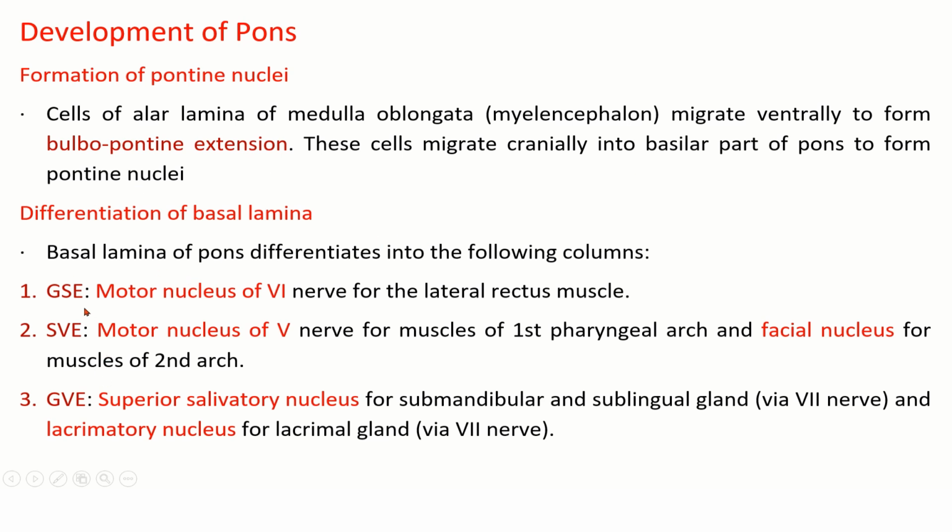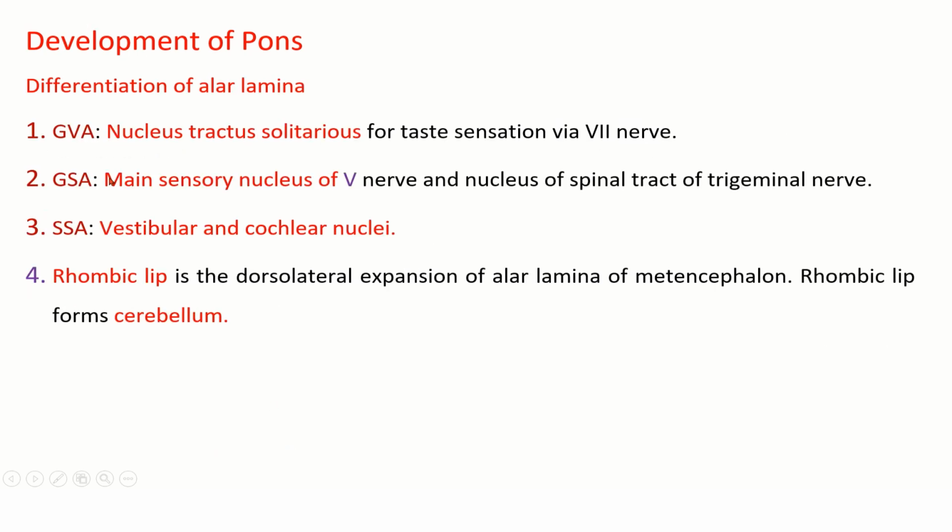So basal lamina will have these three parts, namely the general somatic efferent, motor nucleus of the abducens, special visceral efferent, motor nucleus of the fifth and facial nerve, and the general visceral efferent, superior salivatory nucleus and lacrimatory nucleus. So the alar lamina will have the following things, namely the nucleus tractus solitarius, principal sensory nucleus, and nucleus of spinal tract of trigeminal nerve, vestibular and cochlear nuclei.